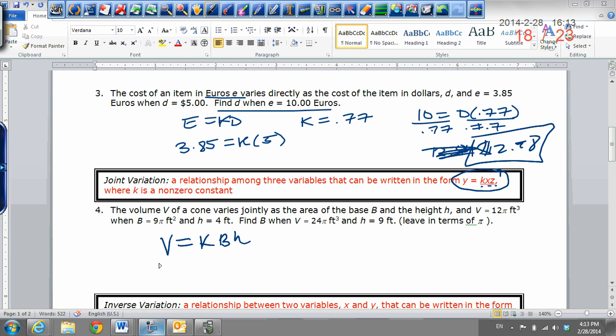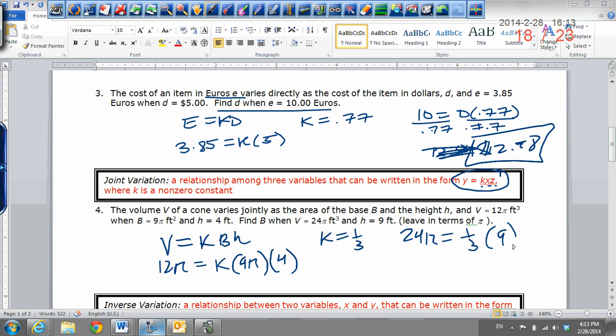So V equals 12 pi, B, we don't know k, remember, 9 pi, and then h is 4. So that's going to give you k is 1/3. Then plug everything into our new one. So we get 24 pi equals 1/3 times 9 times, we don't know our B. That gives us 3. So then B is 8 pi. So we're just solving and plugging and chugging.